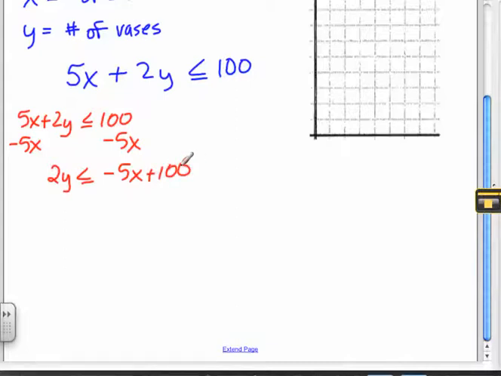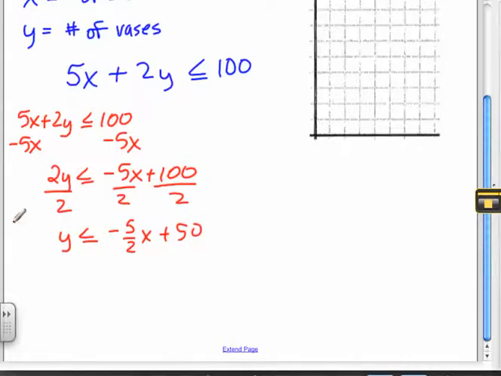Okay, so far so good. Now I'm going to divide everything by 2, and I'm going to get y is less than or equal to negative 5 over 2x plus 50. Now, guys, let me stop here for just a second. What if I had divided by a negative? I didn't. But if I had divided by a negative, remember, that means I've got to switch the inequality and point it the other way. If I divide by a negative with an inequality, I have to flip it and have it point in the other direction. Okay, so far so good.